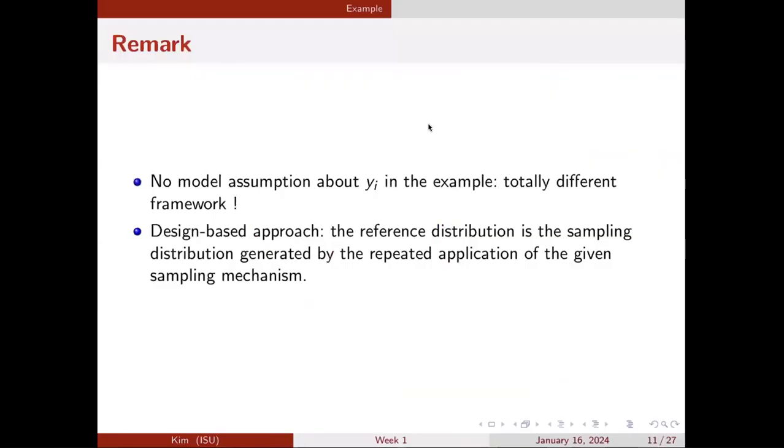And it turns out that this is actually a totally different framework from what we used to learn, right? We don't use any model, right? The only randomness comes from a selection, which we assign. We know the design, so that is under our control. So no model assumptions about why in this example. So it is a totally different framework, and it is a design-based approach. That means the reference distribution is the sampling distribution generated by the repeated application of the given sampling mechanism.